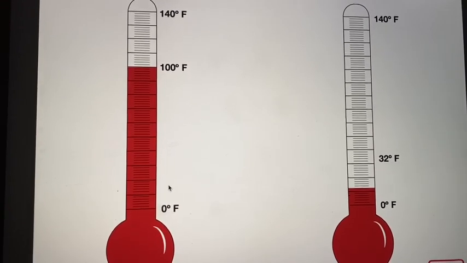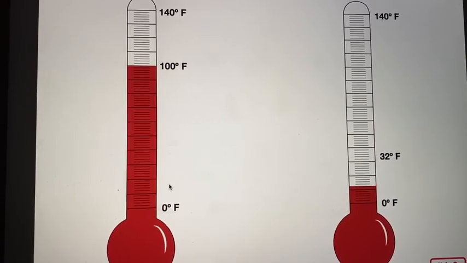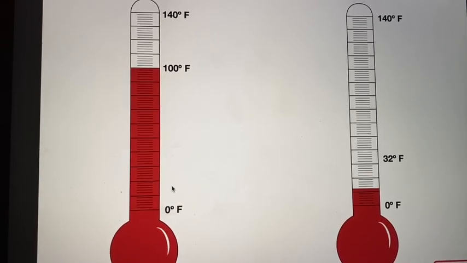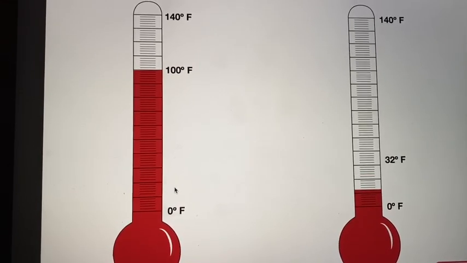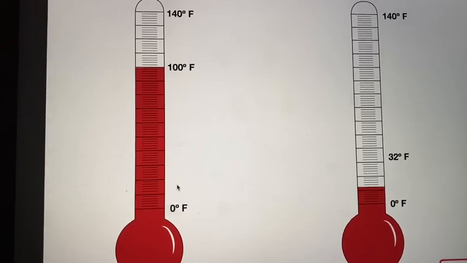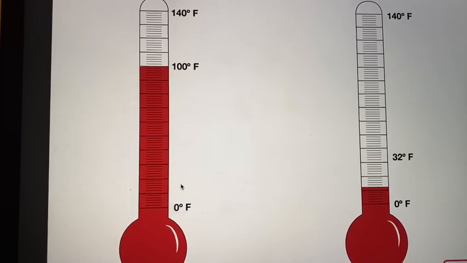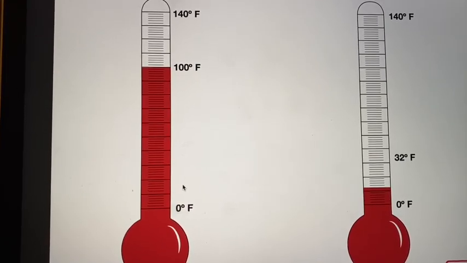The temperature. Good job. When it is cool outside, the liquid in the thermometer stays down in the lower part of the thermometer. When it is warm outside, the liquid rises in the thermometer and comes close to the top.